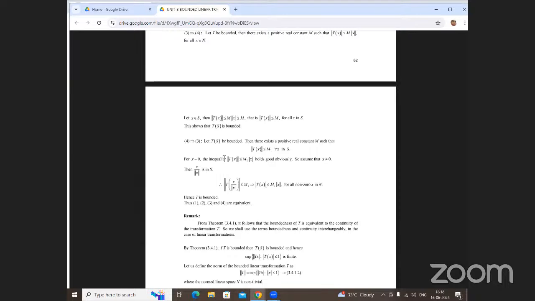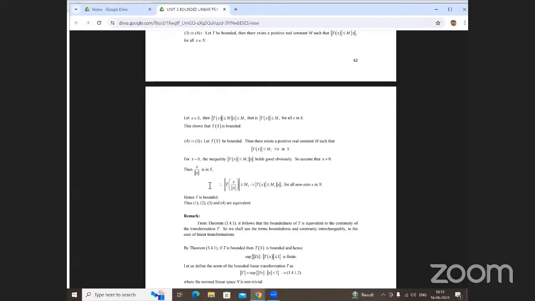Now, if x equal to 0, the theorem holds good. If x is non-zero, consider x by norm x. This is the unit vector. So applying the transformation in the boundary region, norm T of x by norm x is less than or equal to m1. Again, by cross multiplication, norm of T of x is less than or equal to m1 into norm x, for all non-zero x in N. So the transformation is bounded.